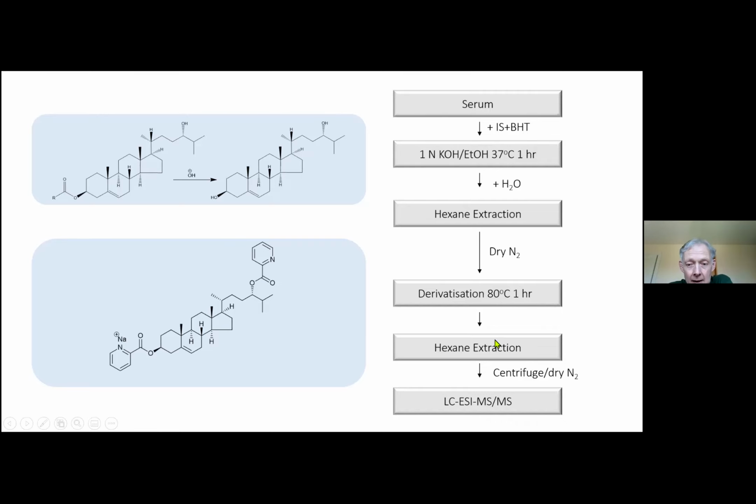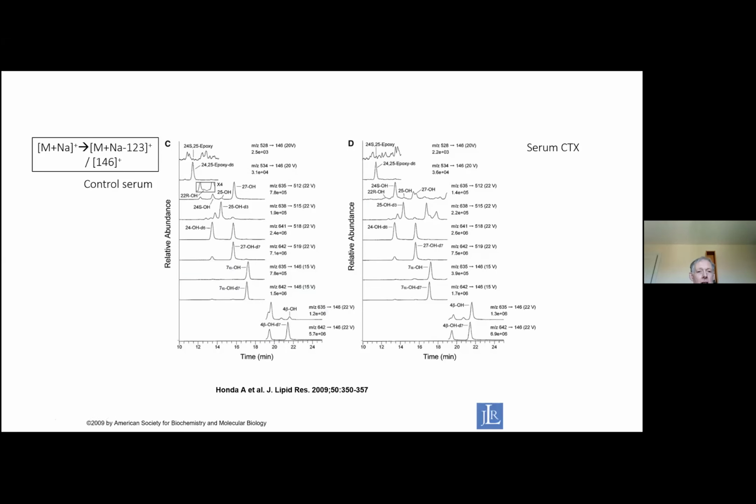They then do another hexane extraction. So this works quite nicely, and they extract the derivatized oxysterols, but leave behind excess derivatization reagent. Then they need to change the solvent and run LC electrospray MSMS. As I mentioned earlier, they do MRM, and you get a choice of two major fragments. It's either going to be the 146, which is the sodiated picolinic acid, or the M plus Na minus 123, which is the molecule which has lost picolinic acid.